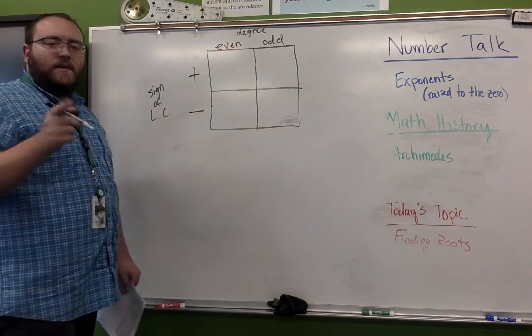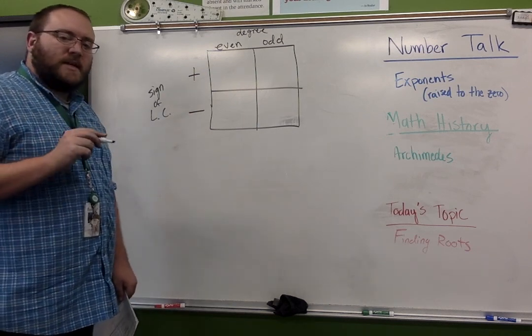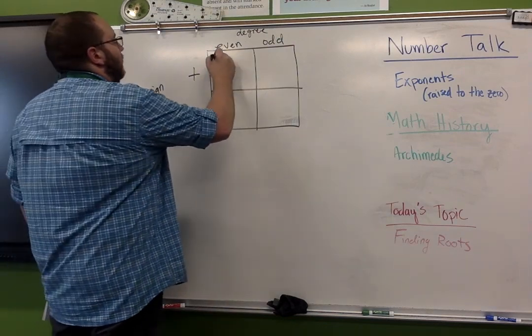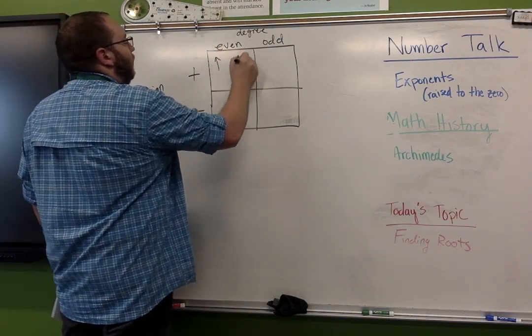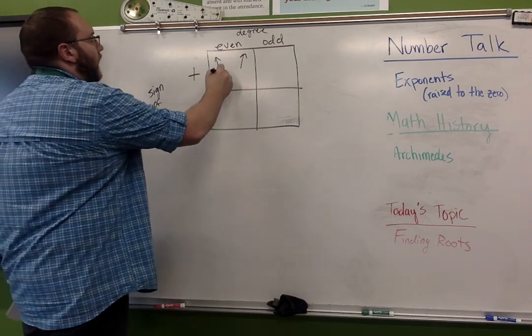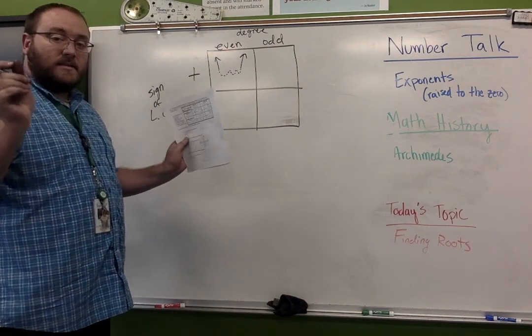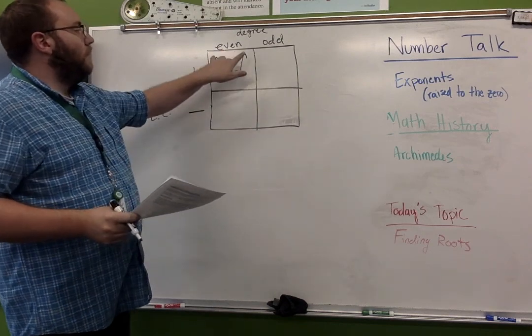So if it's an even degree, so if the biggest exponent's an even number and the leading coefficient's a positive number, the ends of the graph both go up. I don't care what happens here in the middle. I don't care how many turns it happens in the middle. The ends will both go up.